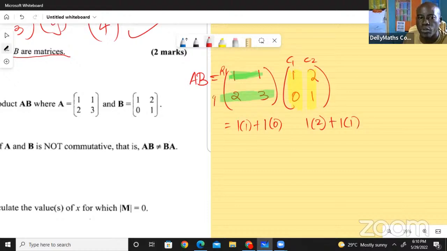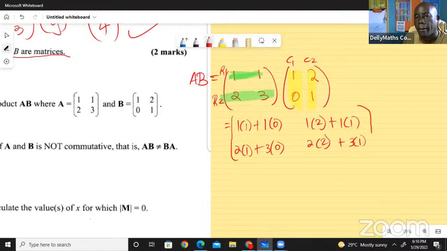Now I'm going to have to use row 2 with the same 2 columns. So it is 2 times 1 plus 3 times 0. Also 2 times 2 plus 3 times 1. Here it is.